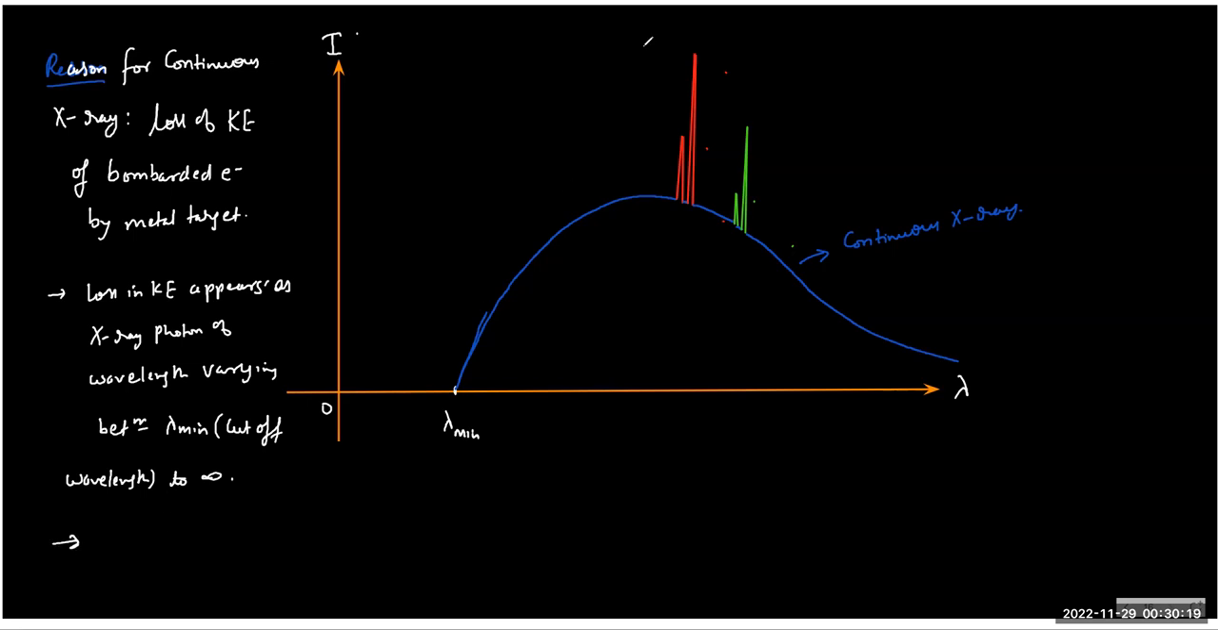So continuous X-ray is also called braking radiation.